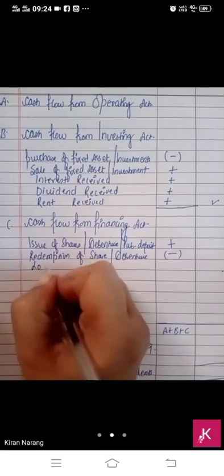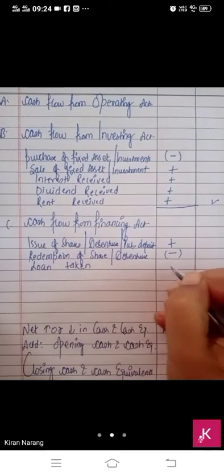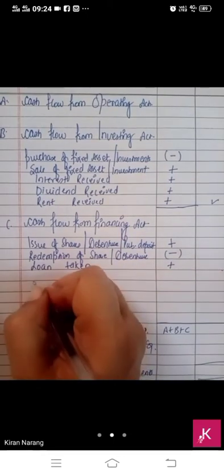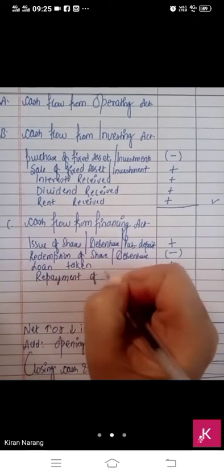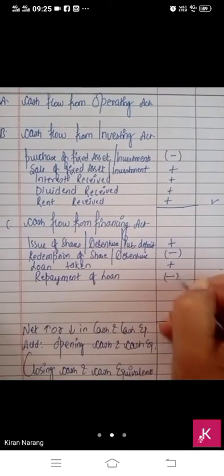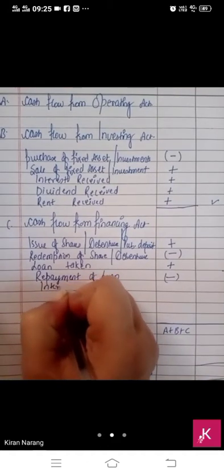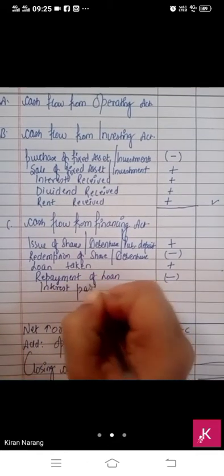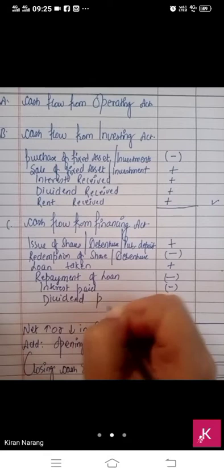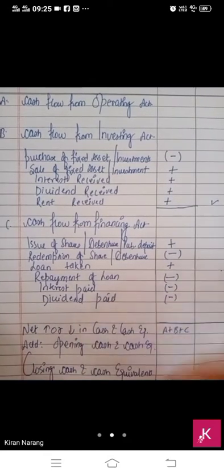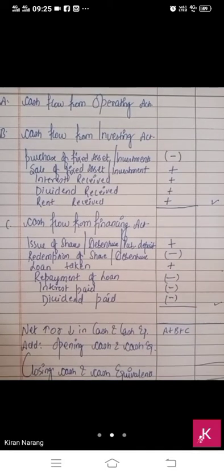Long-term loan taken. We have taken loan. Cash will be added. Repayment of loan. If we have repaid the loan, cash has gone out. Then only two expenses, interest paid and dividend paid. No rent paid will be included because that is a normal expense, operating. The answer will be written outside. So this is financing activity, bache.